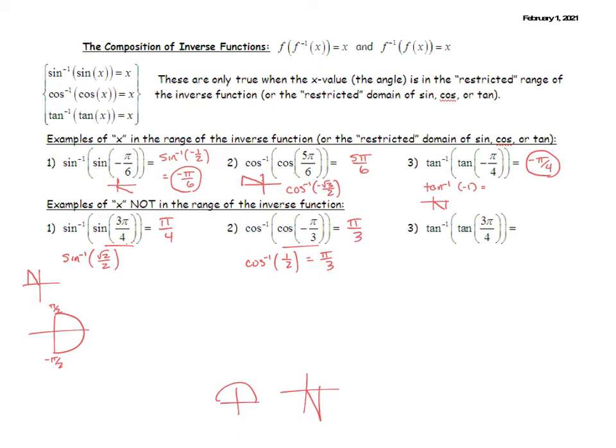And the last one, the tangent of 3 pi over 4. 3 pi over 4, of course, is here. The tangent is negative 1. So we're going to take the inverse tangent of negative 1. And since the inverse tangent answer, the angle, has to be between negative pi over 2 and pi over 2, that will be negative pi over 4.